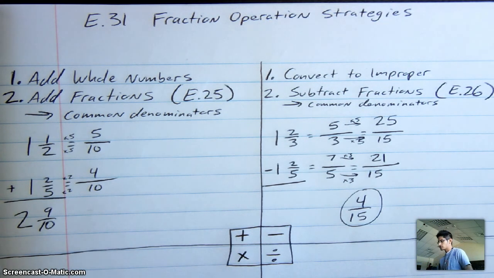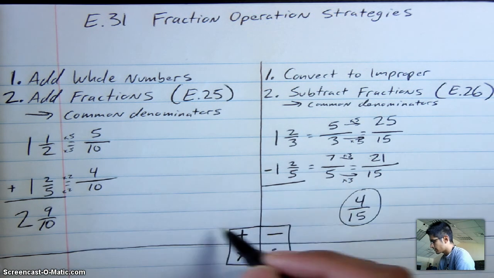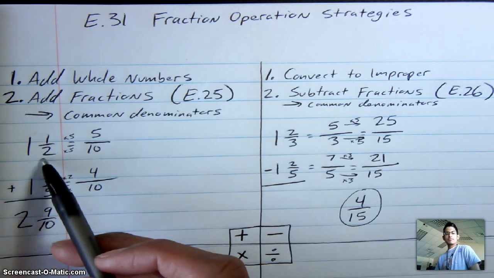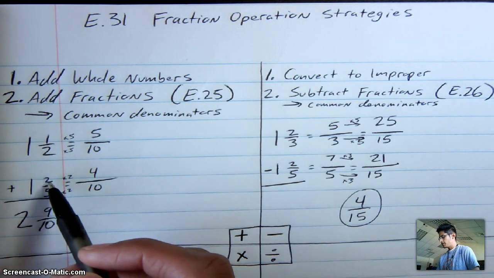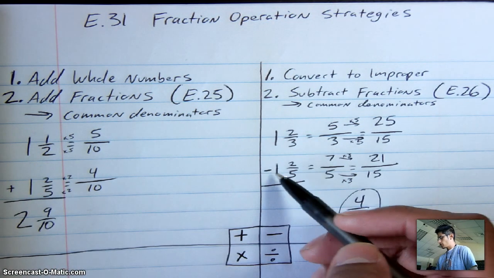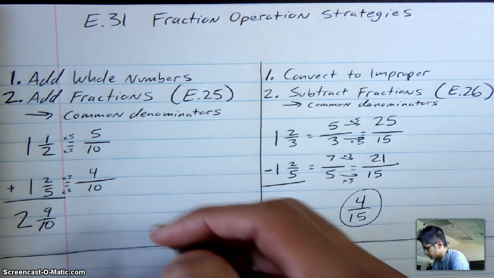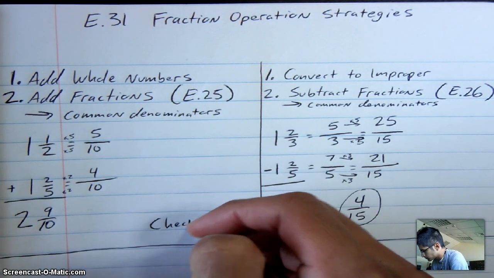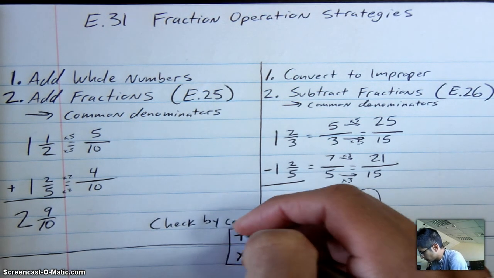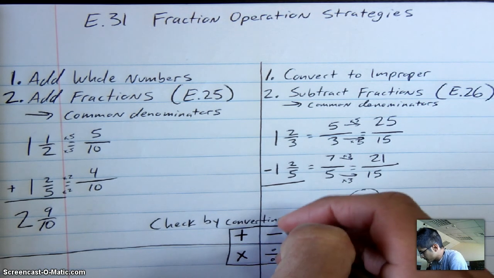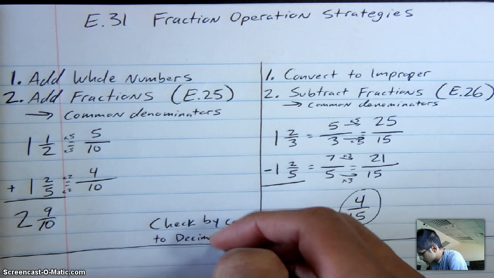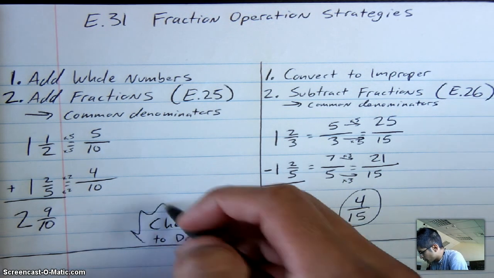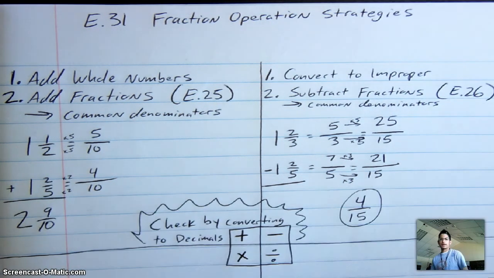With both adding and subtracting, you can always check your answer by converting to decimals. So if this is being difficult for you, you can always turn this into 1.5, and this could be 1.40. This could be 1.66. So you can always check by converting to decimals. And so that's a great strategy to use for both adding and subtracting. You can check your answer by converting them to decimals to see if your fraction is the same as your decimal.